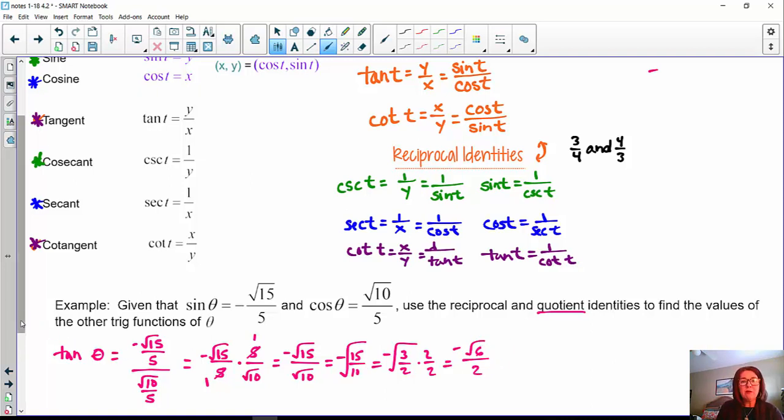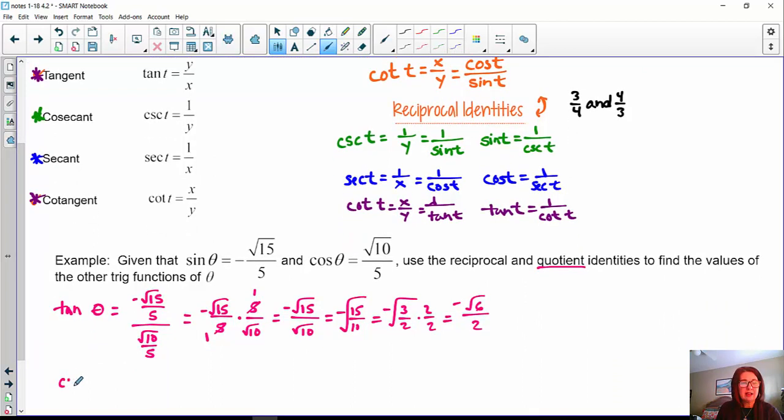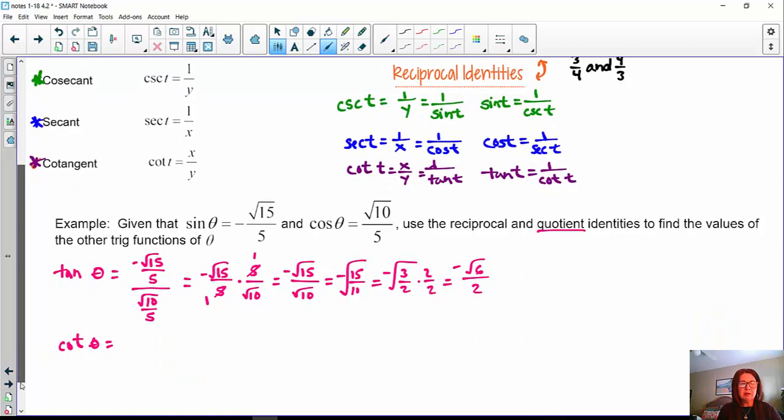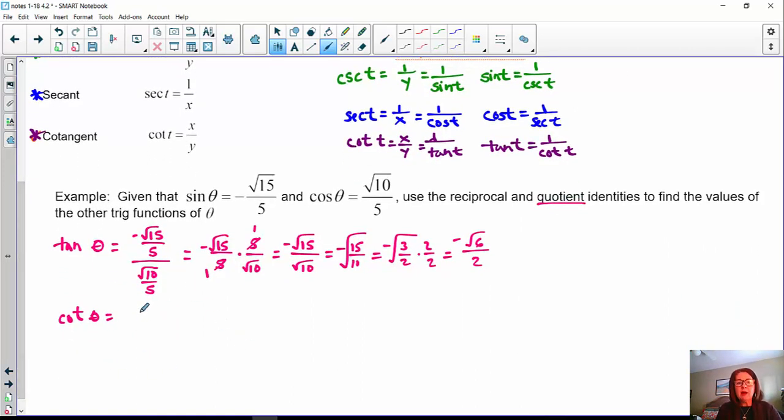Okay. Now I will do the cotangent of theta. I will use a quotient identity, although I would much rather use a reciprocal identity. So if you can pick, and it says that we can, feel free to use the reciprocal, but I just want to demonstrate the quotient nature of cotangent. So I'm going to scroll up. It's getting hard to write on my tablet like this. So I will do cosine of the angle divided by the sine of the angle, which is square root of 10 over 5 times negative 5 over square root of 15.